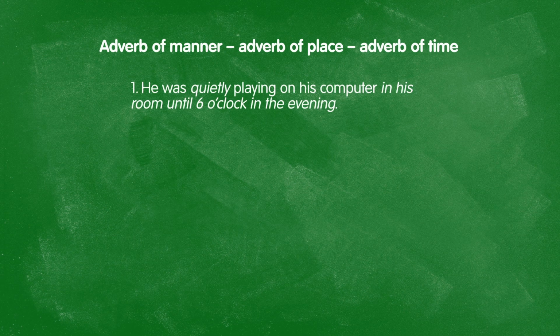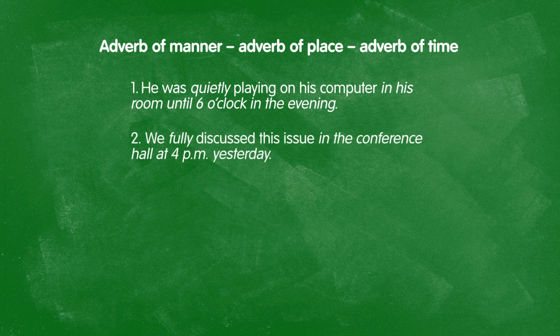And finally, if you have more than one adverb, they go in a specific order. The order is manner, place, and then time. Like in the example, he was quietly playing on his computer in his room until 6 o'clock in the evening. Manner, place, and time. So with that, we'll wrap up our discussion today about adjectives and adverbs.